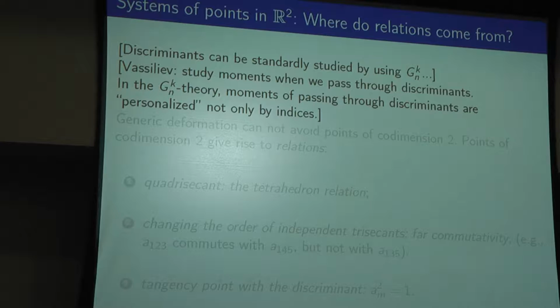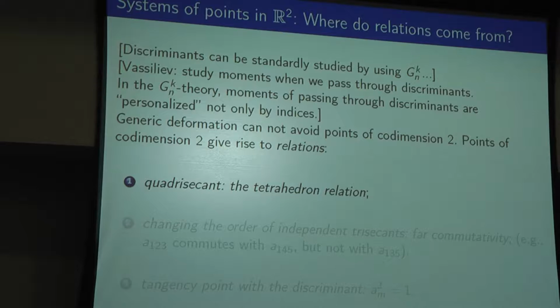So they contain a lot of information, which is more complicated maybe than the information about which points are on the same line or maybe something else. So in GNK, these walls are very much personal, and now here we see where the relations come from. The main thing is that we have 4 points on the same line. This is a horizontal quadrisecant, and if we just consider some regular situation close to this quadrisecant, we will get four trisecants, and this is exactly the main critical relation.